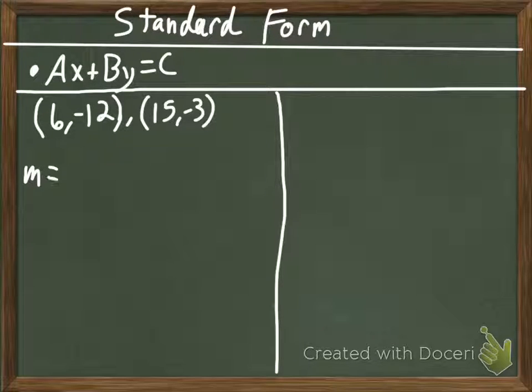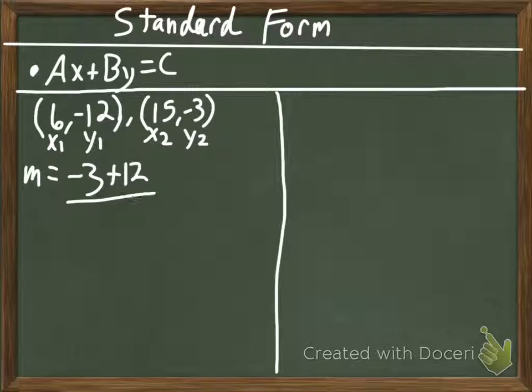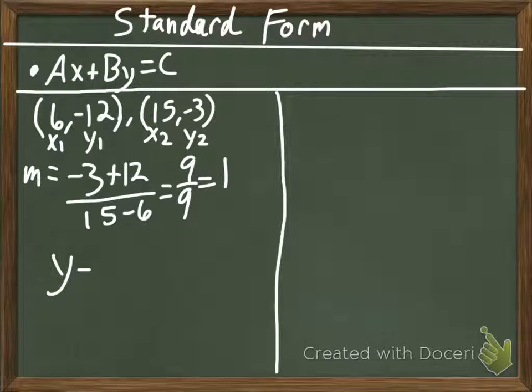So x1, y1, x2, y2. So -3 plus 12 over 15 minus 6. We get 9 over 9. So we get 1. So we get y minus or plus 12 equals the slope times x minus 6.